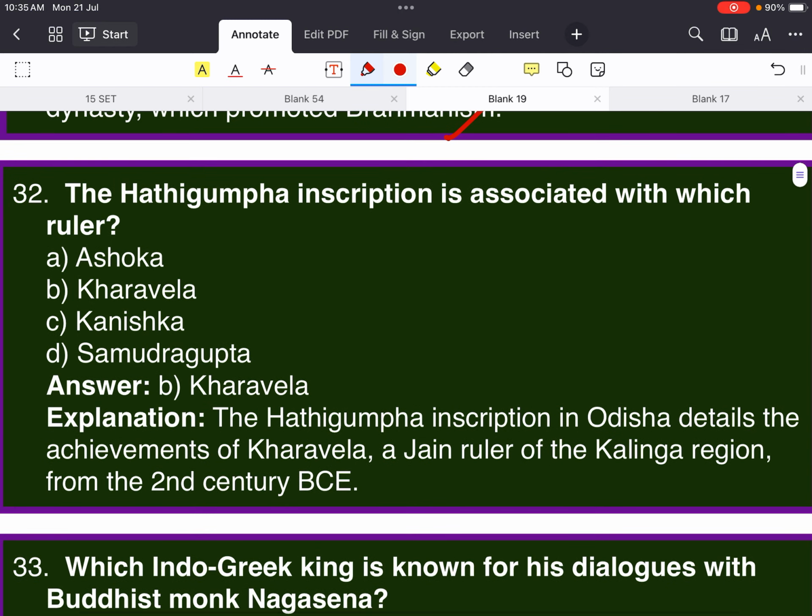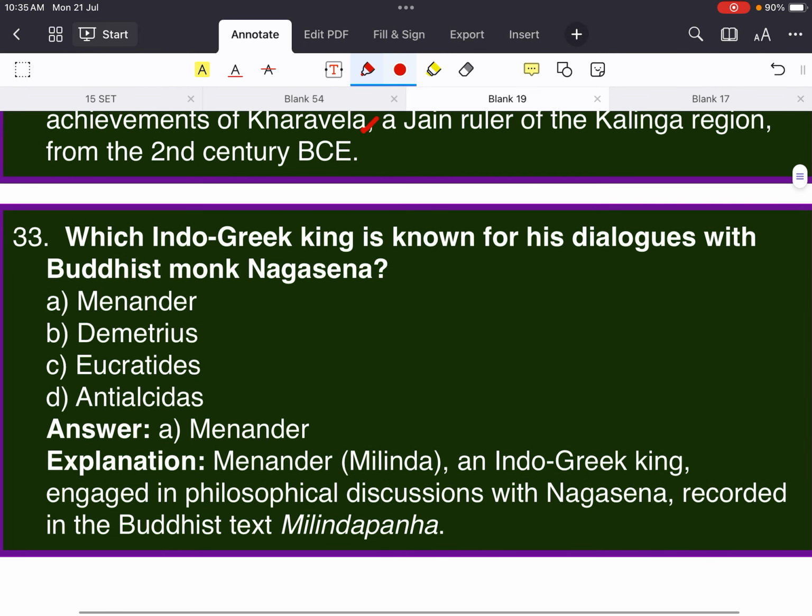Question number 32. The Hathi Gumpha inscription is associated with which ruler? That is Kharavela. Option B. The Hathi Gumpha inscription in Odisha details the achievements of Kharavela, a Jain ruler of the Kalinga region from the 2nd century BCE.